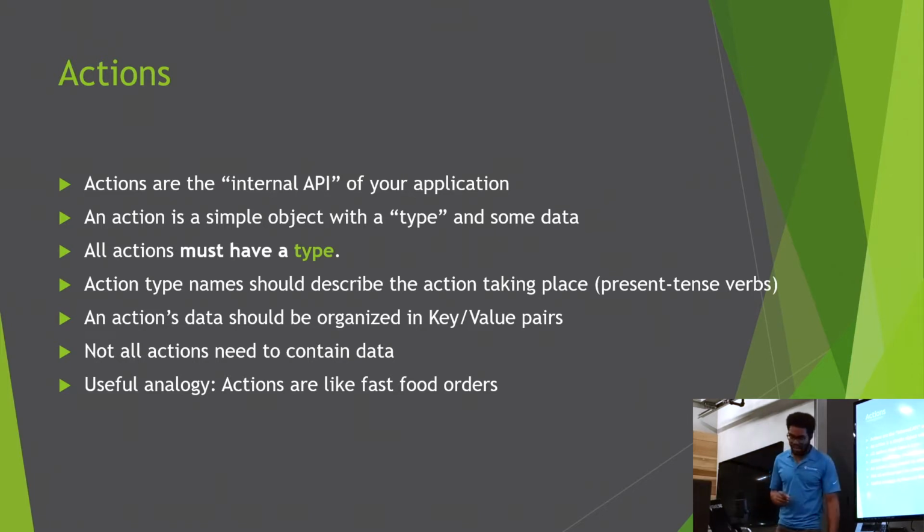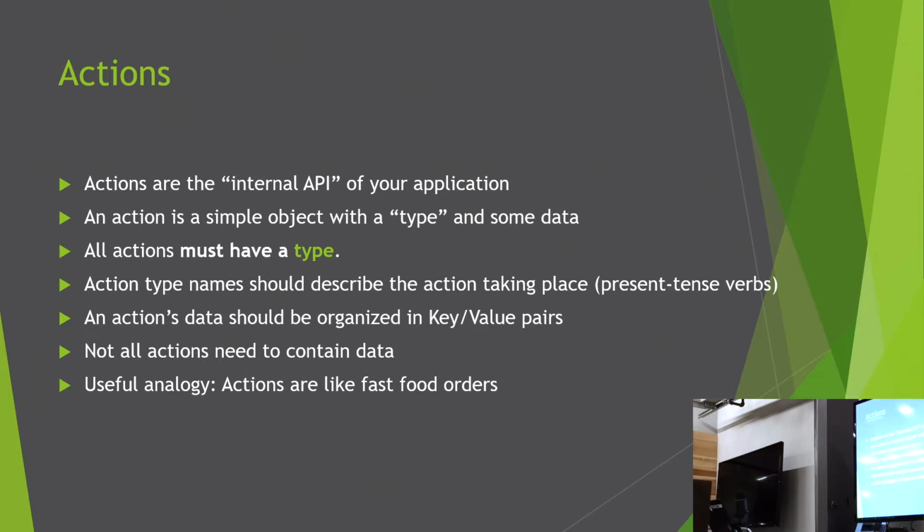So, I've been talking about actions a lot. That's really the next thing that we should discuss. Actions represent the internal API of your application. They are essentially the objects that get passed around in order for this whole thing to work. An action is a simple object with a type and some data. And the data is not actually required.